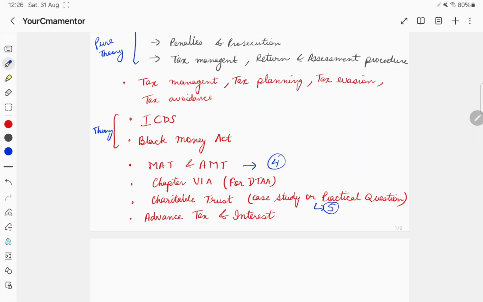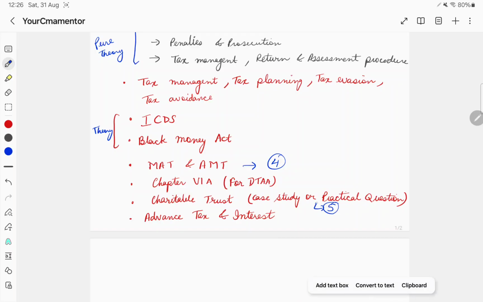This is also maybe an MCQ-based question, or a case study or a practical question may come from this chapter. Till now the institute has given less weightage to this chapter in CMA, though in CA there is a short question from this chapter. For CMA, fewer questions have come from this chapter. What I think is that in future attempts the institute will give a short question from this chapter. So go through this chapter.